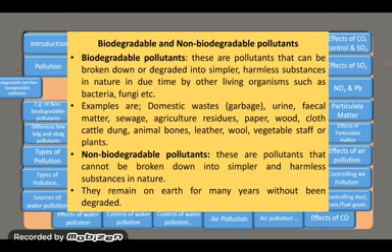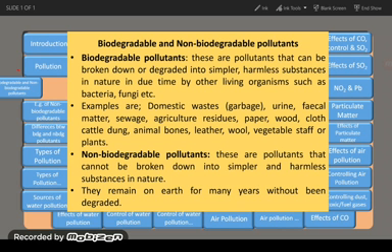Now, biodegradable and non-biodegradable pollutants. Biodegradable pollutants are pollutants that can be acted upon by microorganisms, which will cause their decomposition, so at the end of it all, they will remain harmless. They are pollutants that can be broken down or degraded into simpler, harmless substances in nature over time. As they continue to be present in the environment for a longer period, they get degraded by the action of living organisms such as bacteria or fungi, and so on.